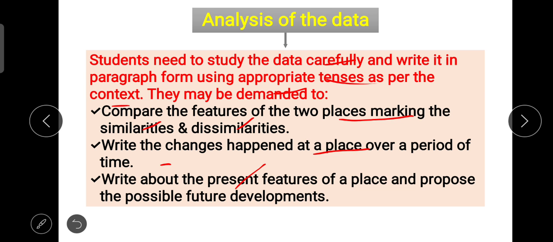Like if we talk about the stock market at present during this pandemic, if this is the situation, after 2 years, after 5 or 10 years, what can be the trend in the stock market? That is how we will be proposing the future developments in the trend of the stock market.